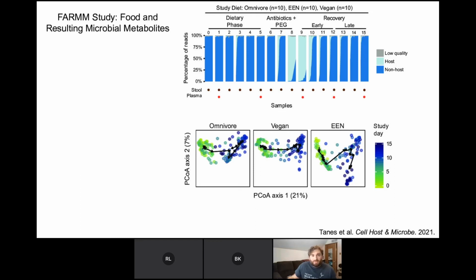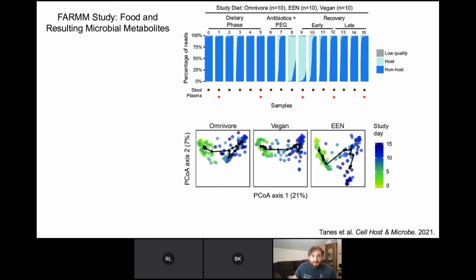enteral nutrition diets changing their diets from their standard outpatient diets, and the vegans stayed the same. For days 6 through 8, these subjects all received an antibiotics and polyethylene glycol purge that served to wipe out or drastically decrease the load of the microbiome in the gut.